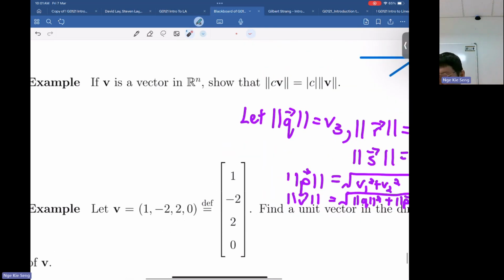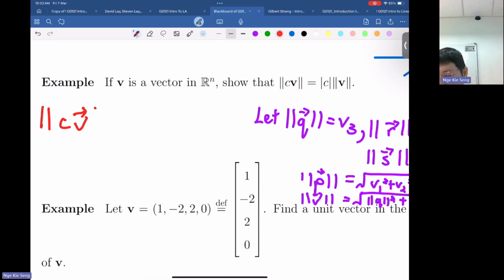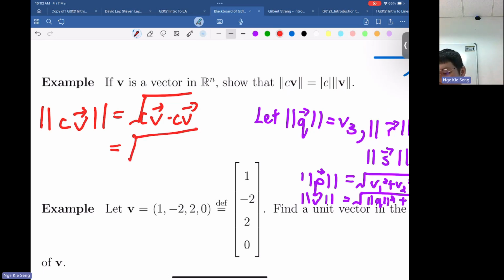Okay, let's quickly do this example. Show that if you compute a scalar multiple of v, you can simply pull out the scalar. But the scalar here, there's no minus sign anymore. Okay, you make it an absolute value. So let's see what happens here. So quickly do it. If you're going to compute this, what's the definition here? How do you compute the length of a vector? You dot with yourself. Okay, so you take cv dot cv and then take the square root. Okay, but what's the property of the dot product? You can pull the scalar out anywhere. Okay, so pull it out.